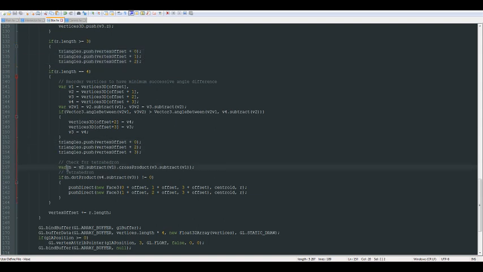So, n is the normal vector. V2 minus V1 is the edge. And I think I could just use this, in fact. V2 minus V1, and then cross product with V3 minus V1. We can't use that because V3 might have changed in the meantime. So we have to recalculate it. So yeah, this is what you do. And this is the normal that I showed. And this is the last edge that I also showed.